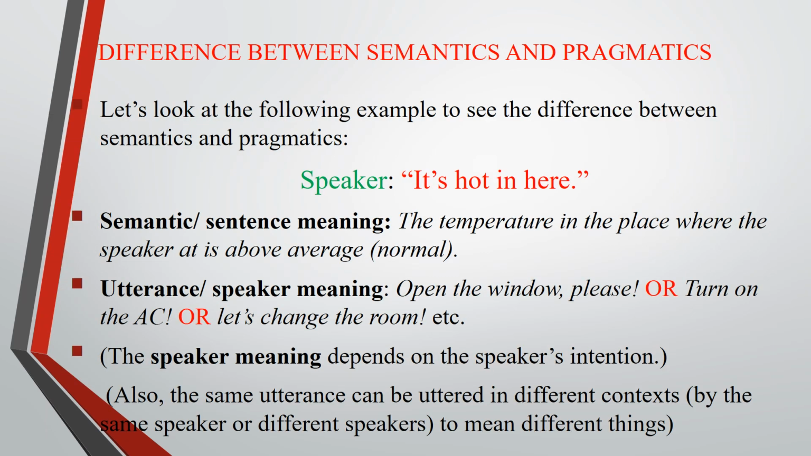Now, we're going to study some examples to understand the difference between semantics and pragmatics. Example number 1. For example, if someone says, "It's hot in here," the semantic meaning or the sentence meaning for this sentence is that the temperature in the place where the speaker is at is above average. And this is the only semantic interpretation for this sentence. This is the literal meaning of the sentence. Whereas when this sentence is uttered by a speaker in different contexts, it may have different intended meanings. For example, the speaker may mean "Open the window, please," or "Turn on the AC," or "Let's change the room," or maybe some other meanings.